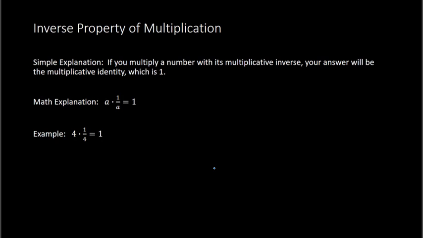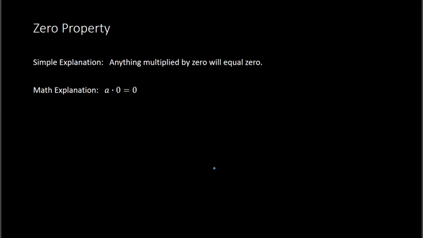Next we have what is called the zero property. The zero property says that anything multiplied by 0 will equal 0. In math notation, I could say a times 0 would equal 0. With real numbers, if we started with 4 and then multiplied by 0, my answer would be 0. I can do this for the biggest number you can think of, and if you still multiply by 0, your answer will be 0 no matter what.